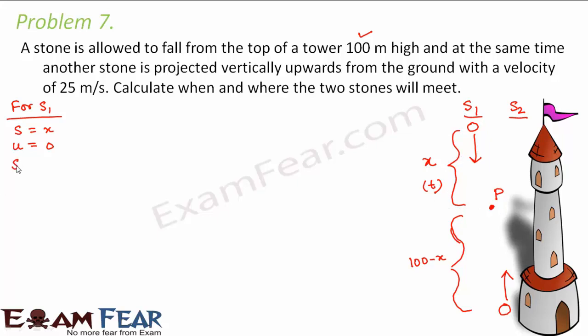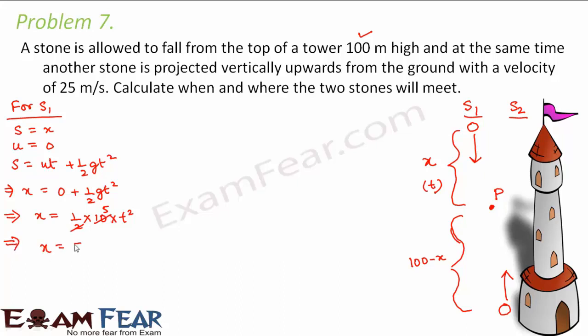So now we can write the second equation of motion as S is equal to ut plus half gt square. Here g is positive because the stone is falling down. So in this we can put these values. This becomes x is equal to 0 plus half gt square. What is the value of g? Let us take g as 10 meter per second square. So this will be half into 10 into t square, and half of 10 is 5. So we can write x is equal to 5t square. This is my first equation for stone S1.